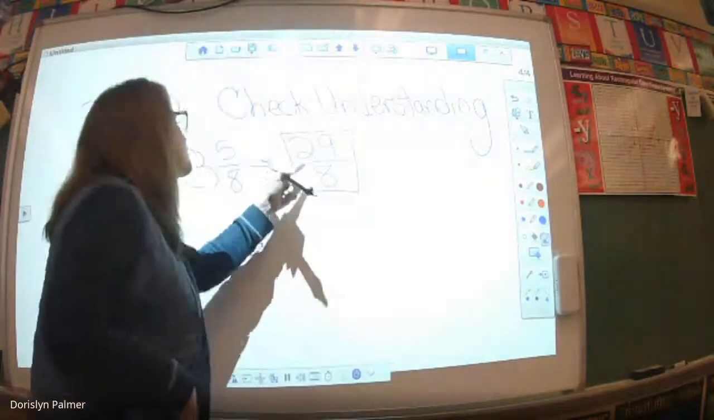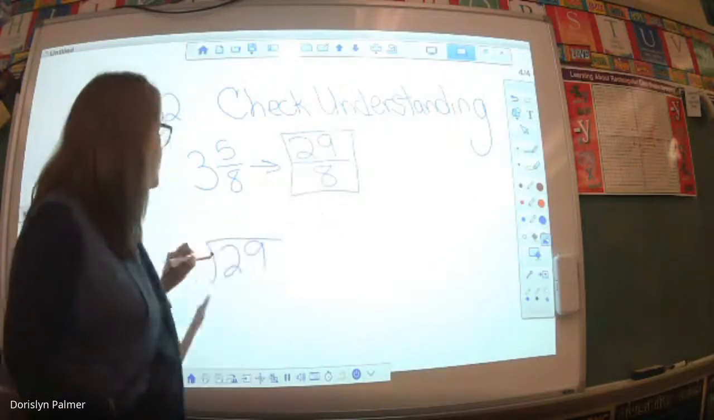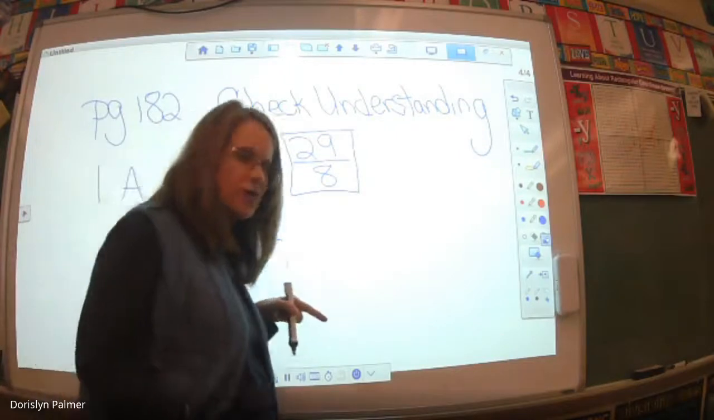Okay. So if I want to turn 29/8 into a decimal, I do this. This is 29 divided by 8. I do the division. So for part B, write this much down so far.